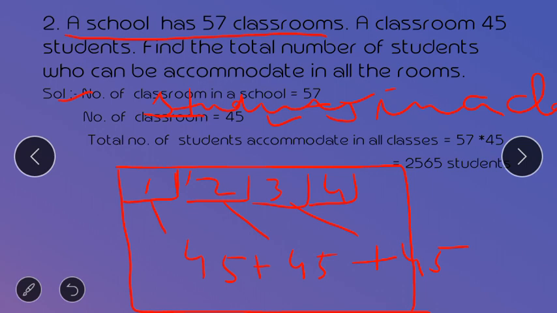accommodated in all classrooms. So number of students in one classroom is 45, then for the total number of students, what you have to do: 57 multiply 45. You have to multiply carefully, and you will get the answer 2565 students. Okay, 2565 students can sit in 57 classrooms.